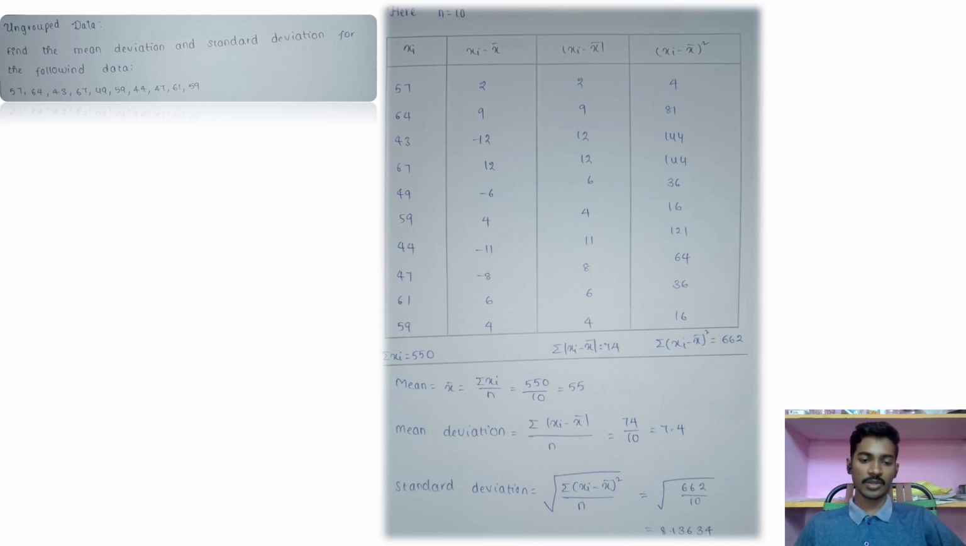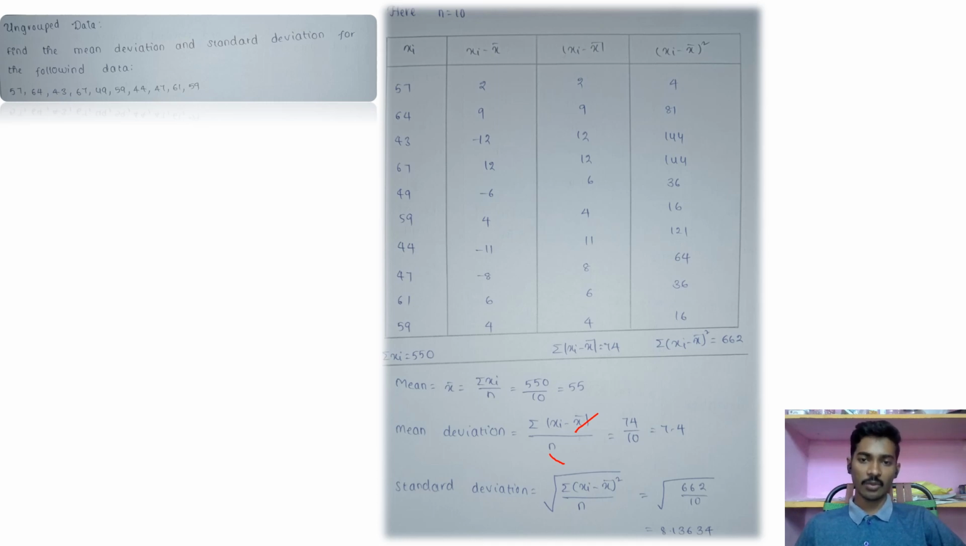The formula for mean deviation is sigma |xi minus x bar| by n. Here we know n and we calculated x bar. Now we have to calculate xi minus x bar. x bar is 55 and xi is the corresponding data element. Here xi minus x bar is 57 minus 55, that is 2. 64 minus 55 is 9. 43 minus 55 is minus 12. And similarly we will calculate all these values.